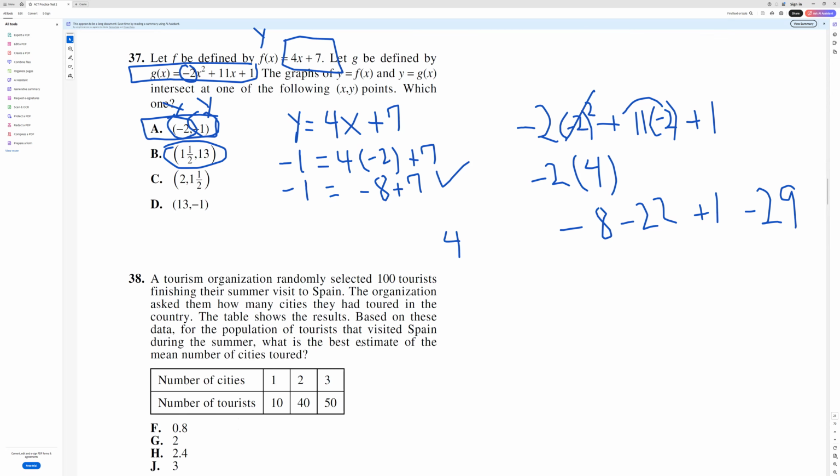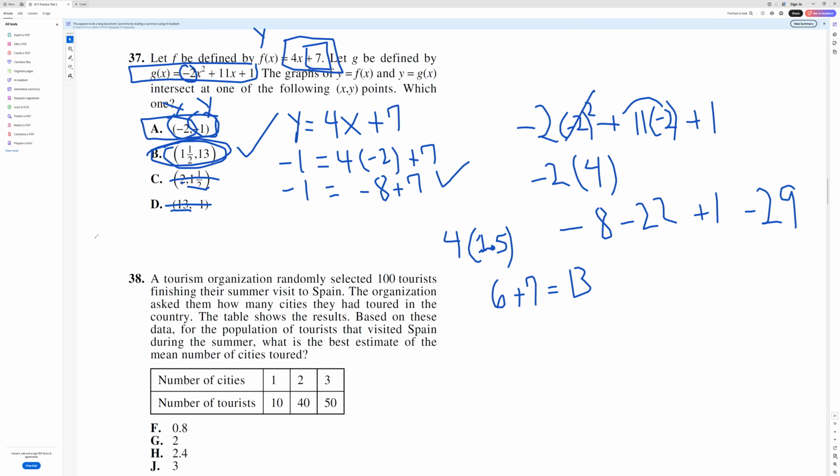So let's move on to the next point. 4 times 1.5 is equal to 6. And then 6 plus 7 is 13. So B is working. And I'm not going to do the math for the rest. This will not work because 4 times 2 plus 7 is not that number. And 4 times 13 plus 7 is all positive. It's not going to be that one. So B is your answer. I'm not going to do the math for that because I don't want the video to be 3 hours.